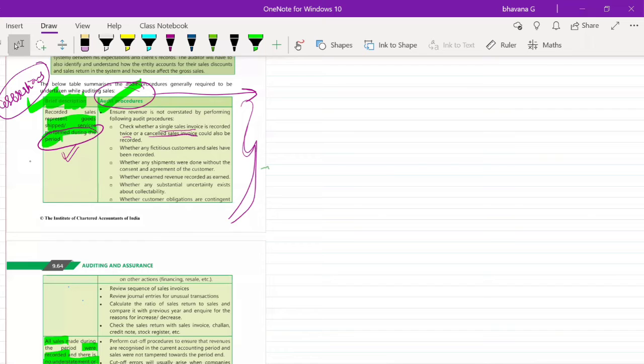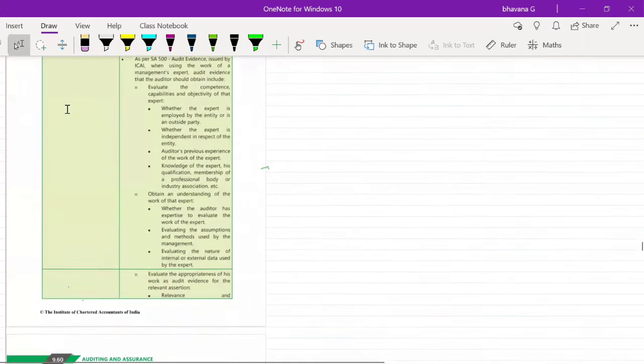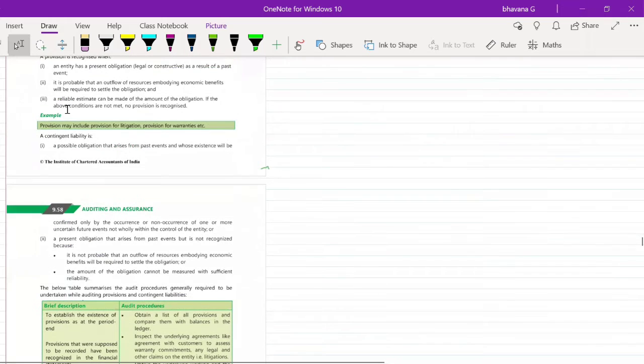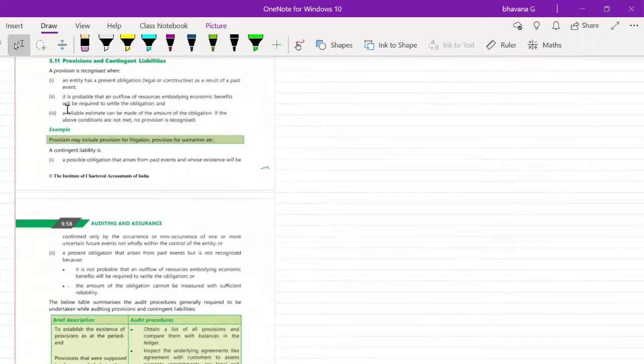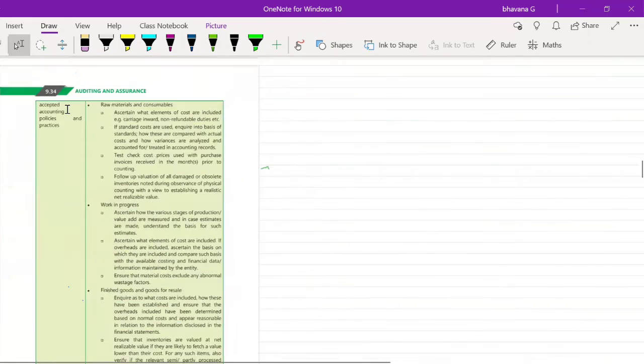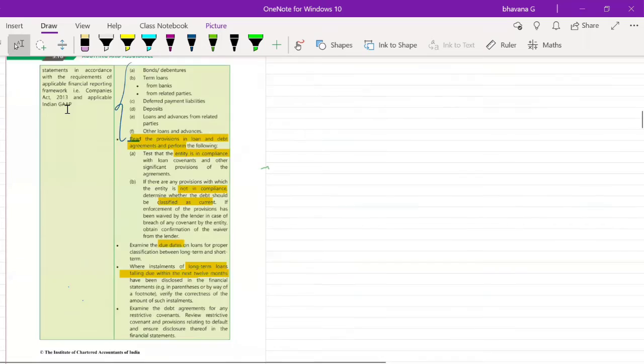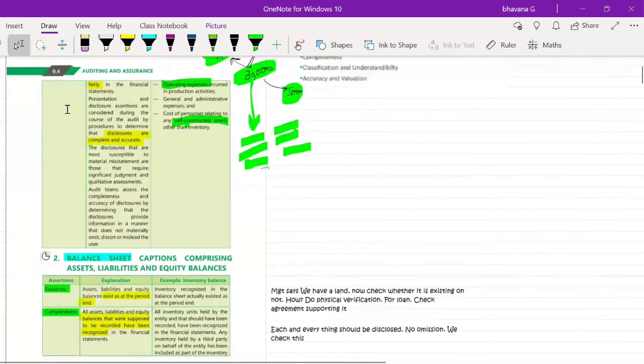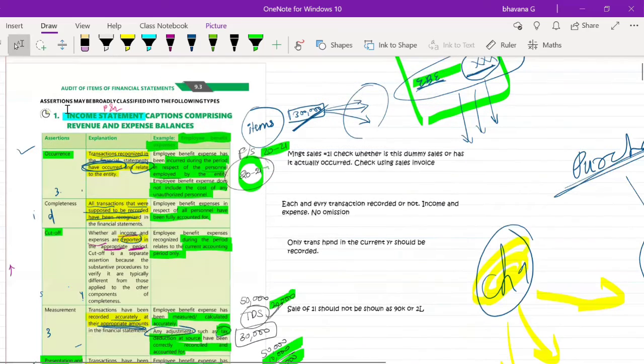Okay, so this is what the chapter is about. I hope the overview of chapter 9 is clear to you guys. In this chapter, many boxes like this will be given. On the left hand side it will give whatever assertions are made, and on the right hand side, how you can check whether the assertions are right or wrong by doing the audit procedures. Like that, each item of the financial statements has been taken in this chapter, and they have told you what audit procedures you can perform to check whether the assertion that has been made is right or wrong.